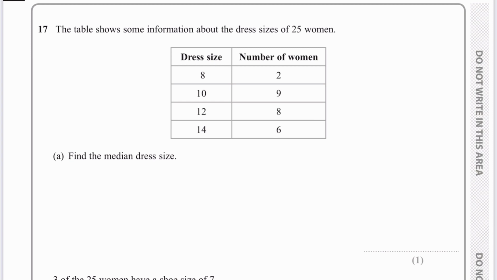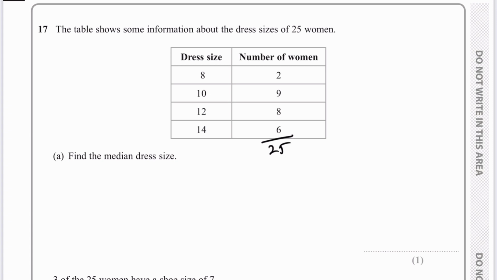Okay, so the table shows some information about the dress size of 25 women. If I add all of these numbers of women together, I'm going to get 25. And then it says find the median dress size. Well, the median dress size is going to be the lady that's in the middle of the 25 women.